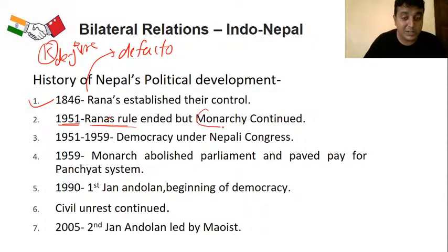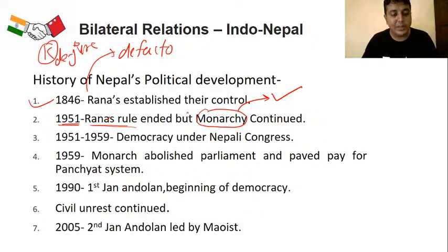But at the same time, that revolt was against the Ranas, not against the monarchy. So the monarchy continued to rule after that. And with the end of Rana rule, there was a beginning of democracy in Nepal, and the Nepali Congress led that. Clear? Beginning of democratic rule, and the Nepali Congress ruled.